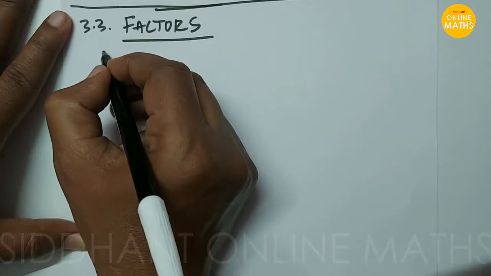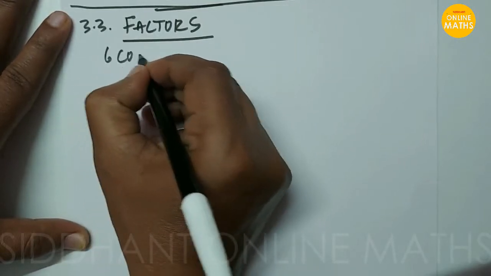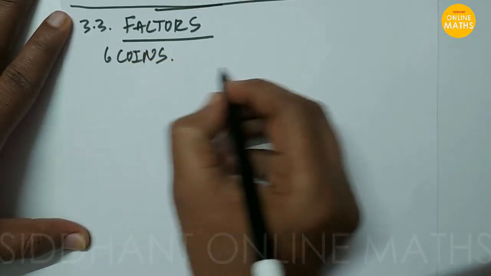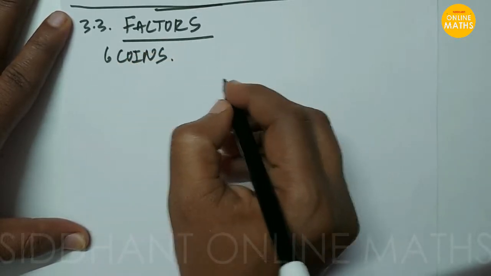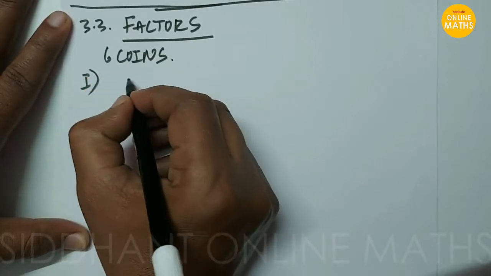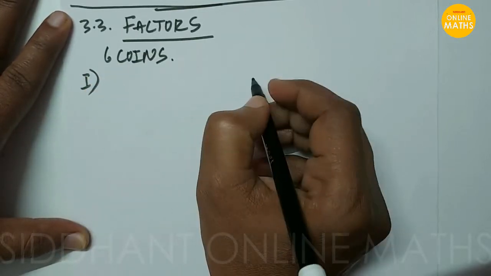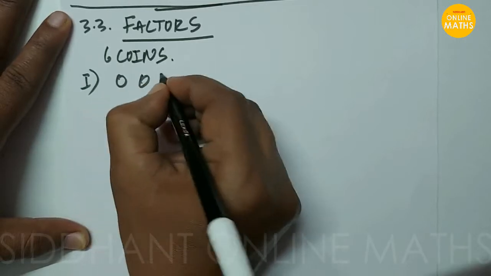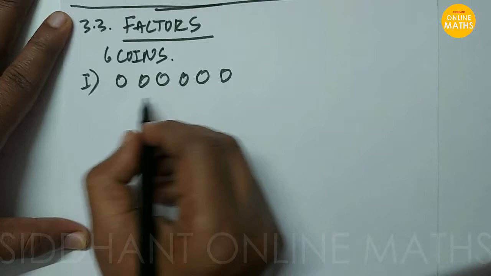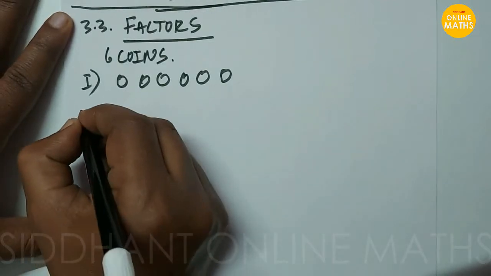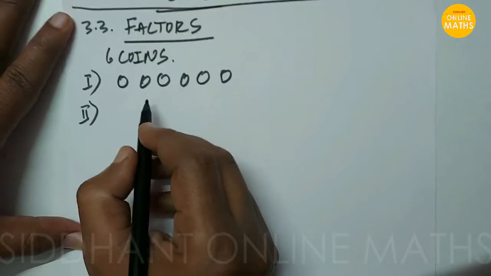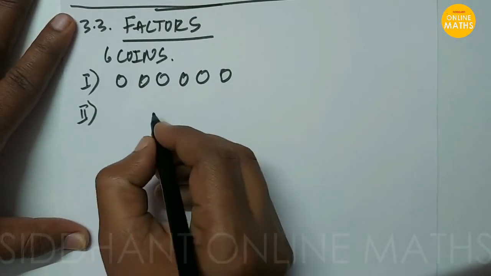We have 6 coins here. The 6 coins are arranged in different ways. Let's say case 1: the 6 coins are arranged in a row. So this is one way of arranging the 6 coins. Next case, we arrange these coins in rows and columns.